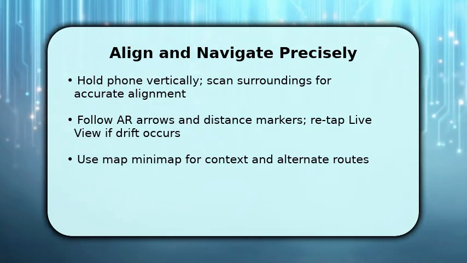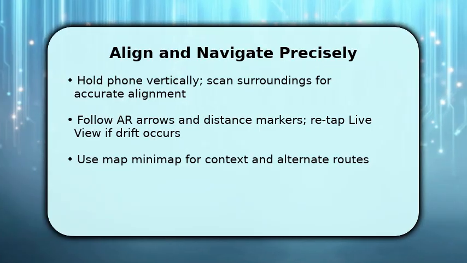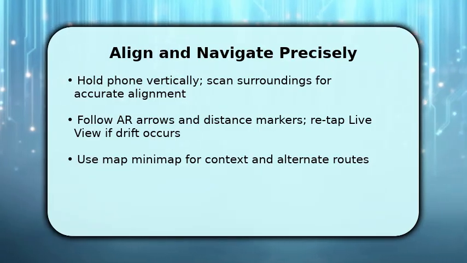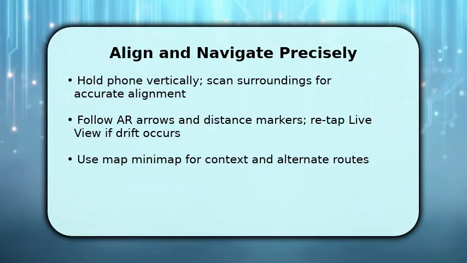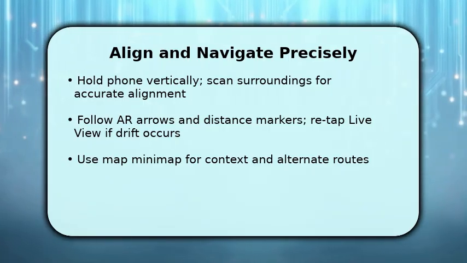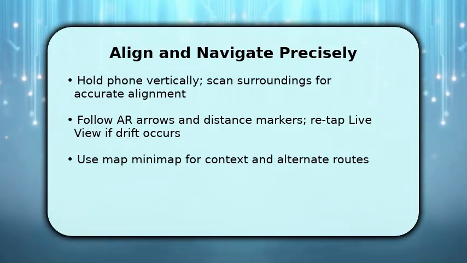If tracking slips, stop, reframe the scene, and tap Live View to relock the overlay. That restores precision quickly. To finish, switch back to the standard map view to save battery and reduce camera usage.